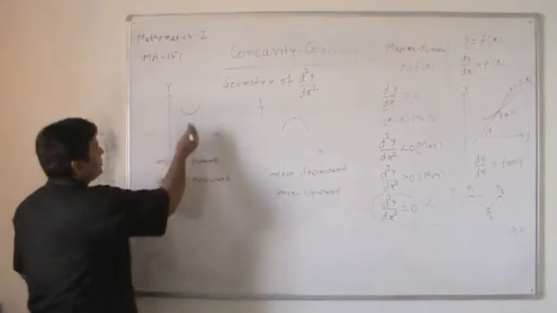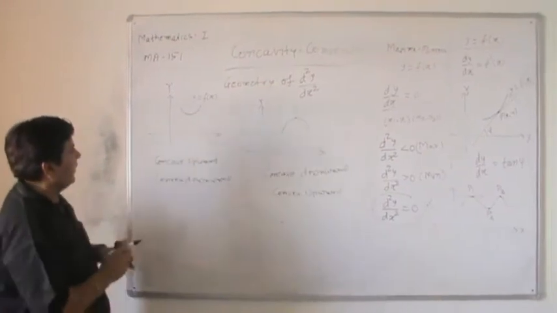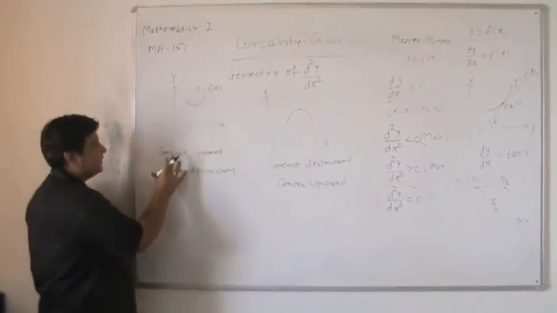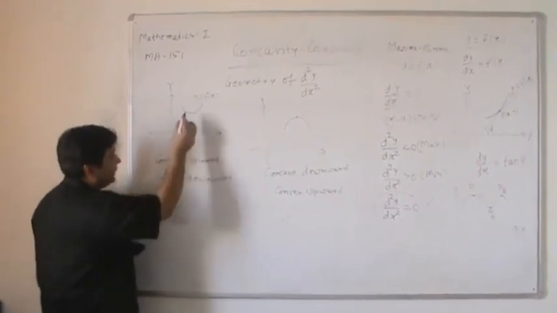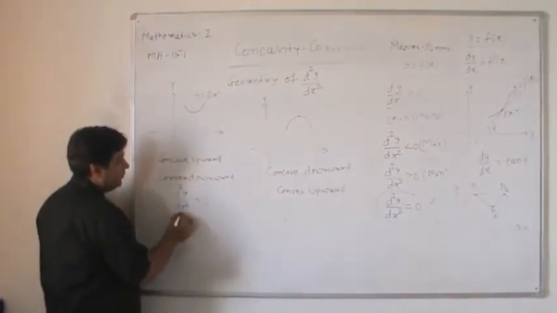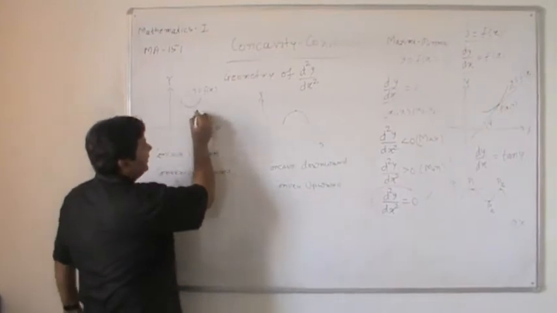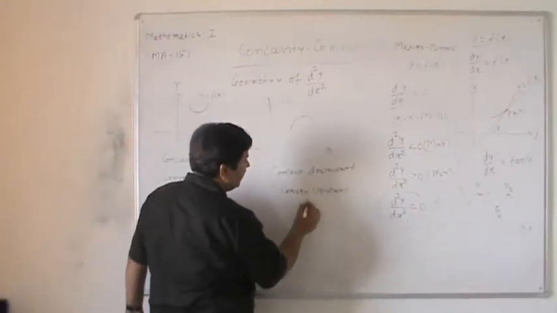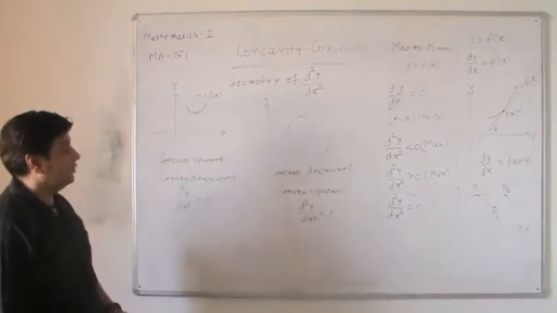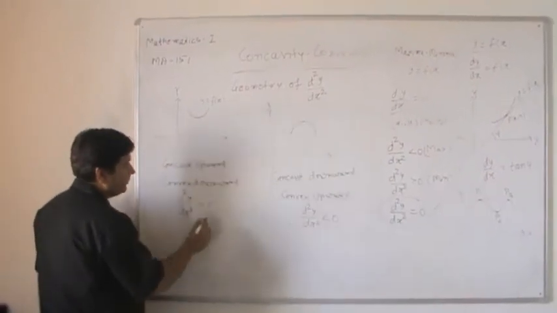Now, suppose our curve is y equal to f(x). To decide whether the curve is concave upward or not, we will calculate the second derivative. If the second derivative is positive, then we will say that the curve is concave upward at that point. And if at any point we find that d2y by dx square is negative, then we will say that the curve is concave downward.